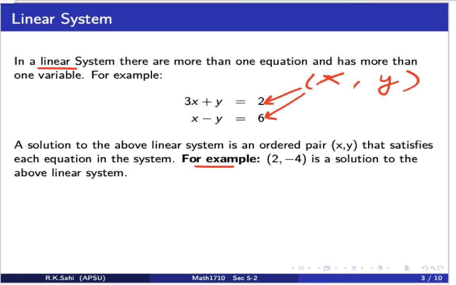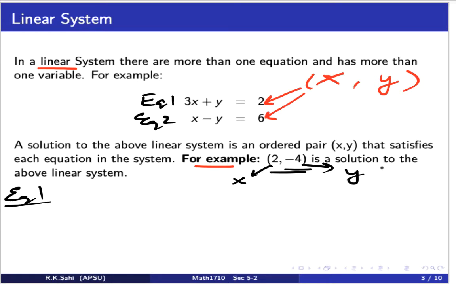So the first thing we do is write down these two equations as equation 1 and equation 2. Now this is the solution. That means when I plug these values into each of them separately, the left-hand side should equal the right-hand side. Okay, let's go ahead and do that. So let's first write equation 1. Remember, 2 represents x and minus 4 represents y.